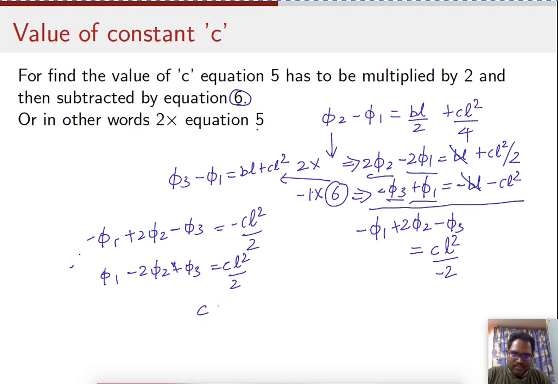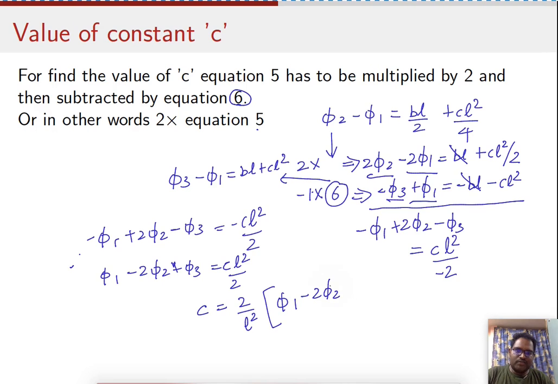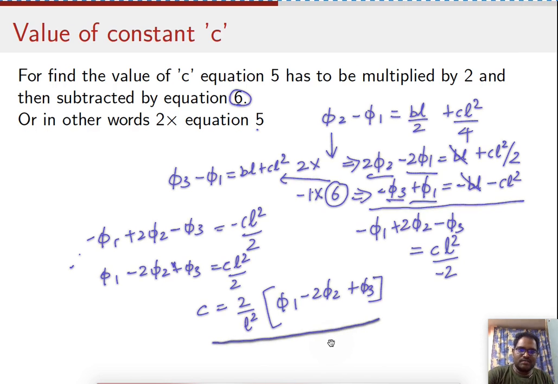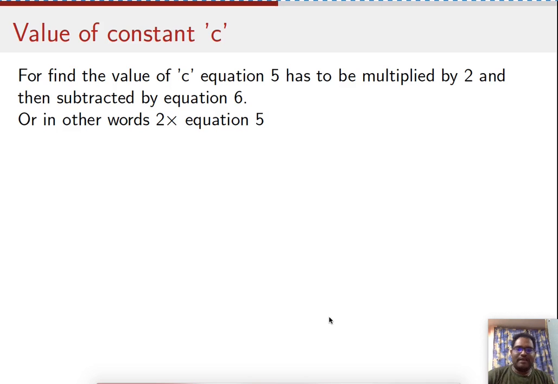What we are interested in is finding out the value of C, so we bring the others to the other side. So it is C is equal to phi 1 minus 2 phi 2 plus phi 3 divided by 2L square. So this is what is done to find out the value of C. Let me just remove this. We'll get back to the slide.